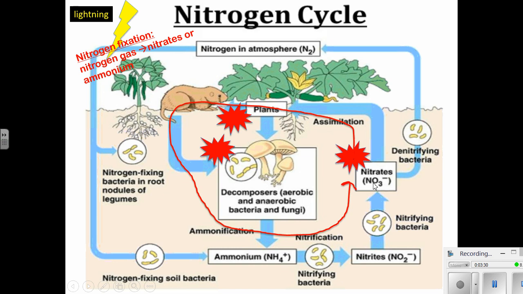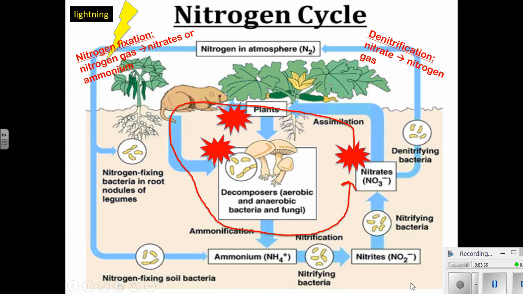But now we need to think, how can nitrogen get back to the atmosphere so the cycle can eventually continue? This happens through another kind of bacteria called denitrifying bacteria. The process is called denitrification, taking nitrate and changing it back to nitrogen gas. So then it's back in the atmosphere, and the cycle can continue.